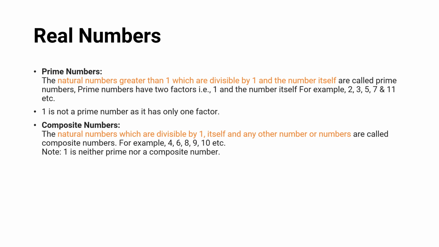Composite numbers. The natural numbers which are divisible by 1, itself and any other number are called composite numbers. For example, 4, 6, 8, 9, 10, etc. Note, 1 is neither prime nor a composite number.